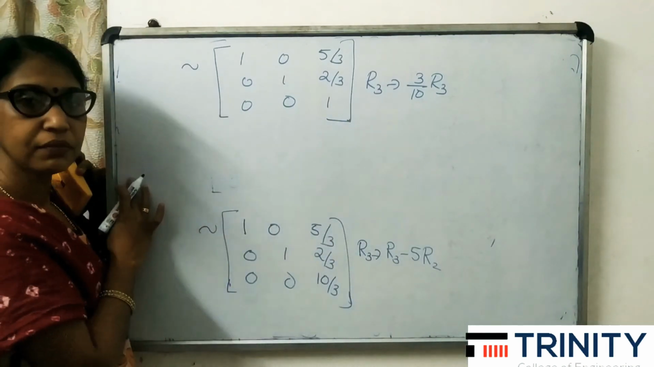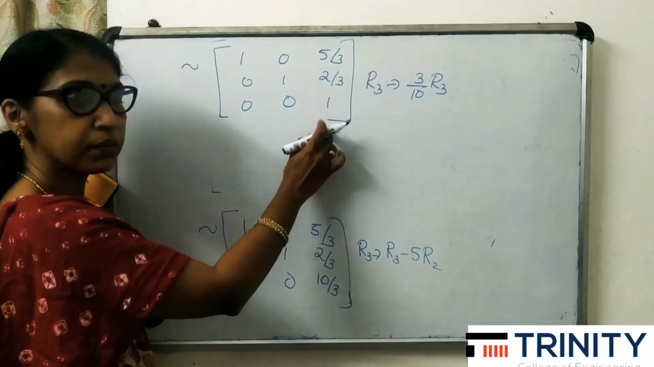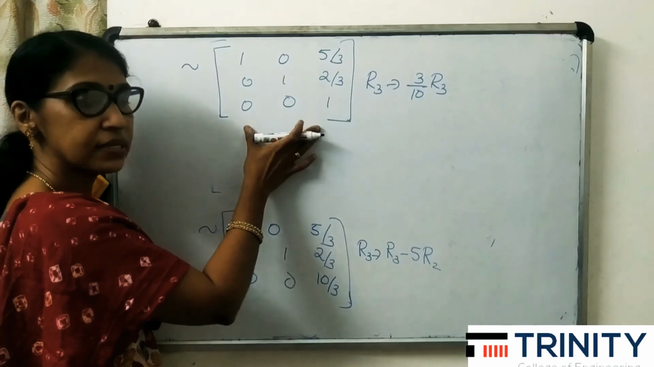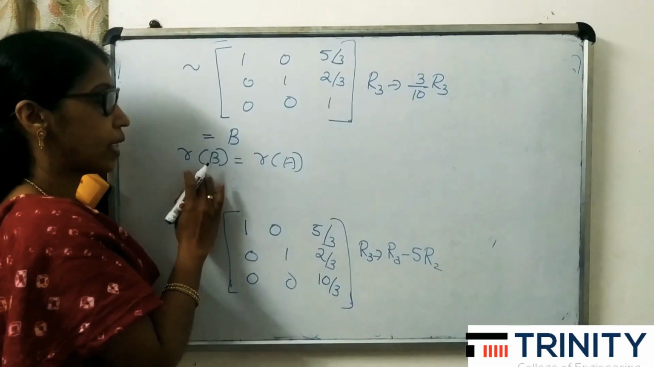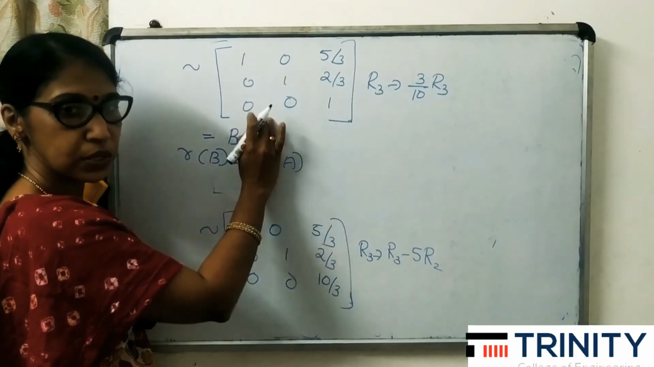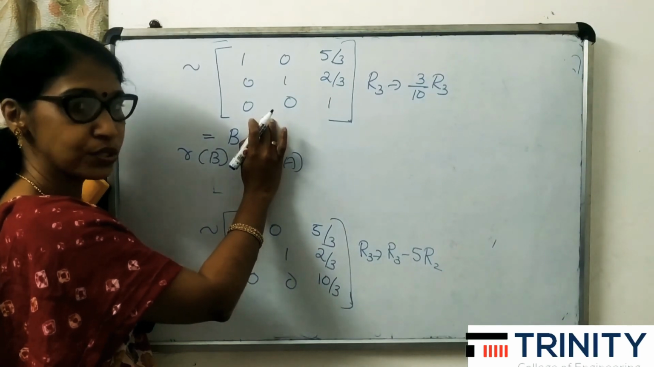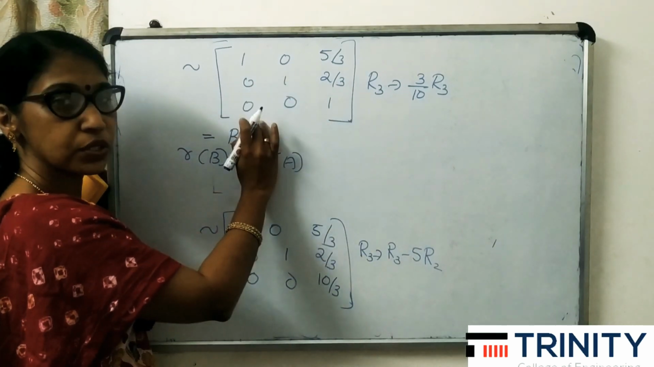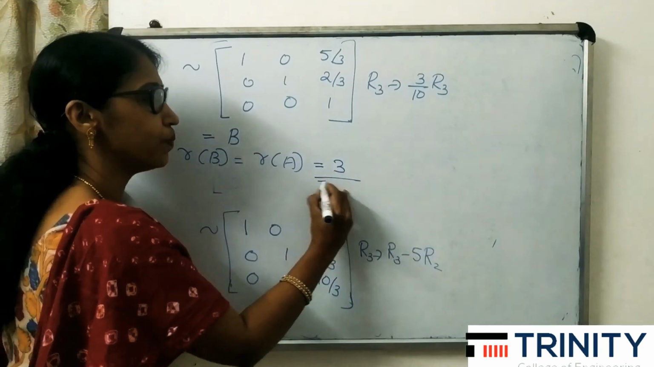Okay. This is the row reduced echelon form. There is no element below this 1, so we have completed the reduction, and this is the row reduced echelon form, which is equal to the matrix B. Rank of B is equal to rank of A, and rank of B is the number of non-zero rows. There is no zero row, all the rows contain non-zero elements, so the number of non-zero rows is 3. So rank of A is equal to rank of B, which is equal to 3.